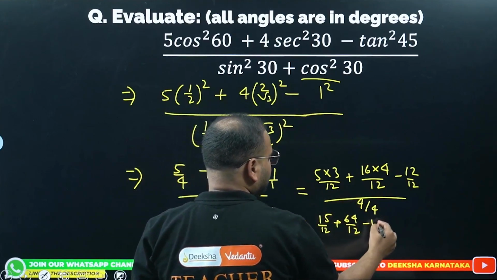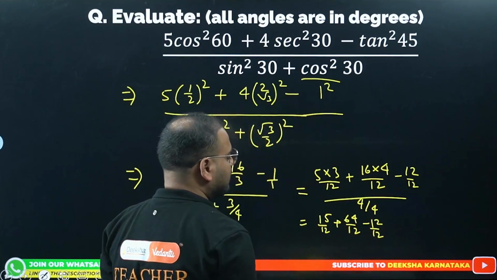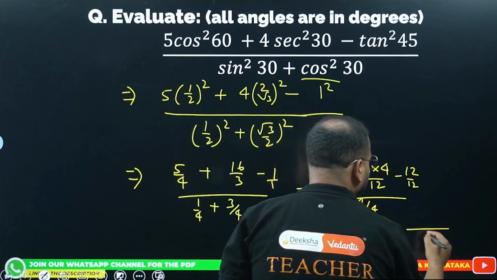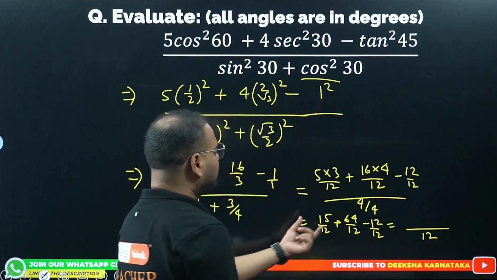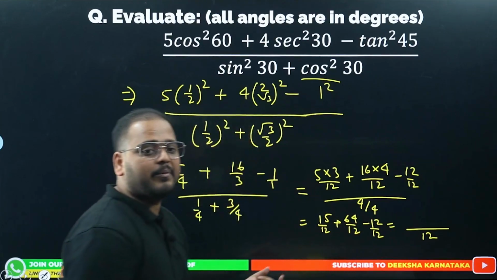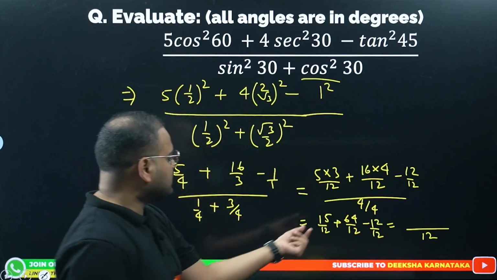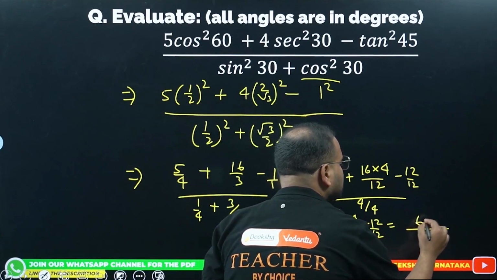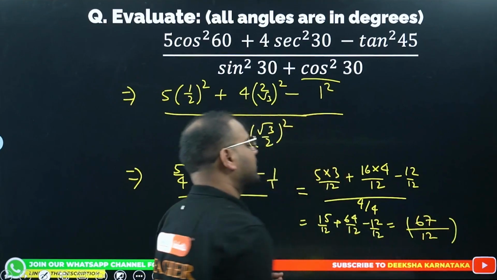So minus 12 by 12. Take LCM. 12 is the LCM. Simplify. 15 plus 64. So let's do one thing: 15 minus 12 you do. 15 minus 12 is 3. 3 plus 64 is going to be 67. This is your answer. I hope this is okay.